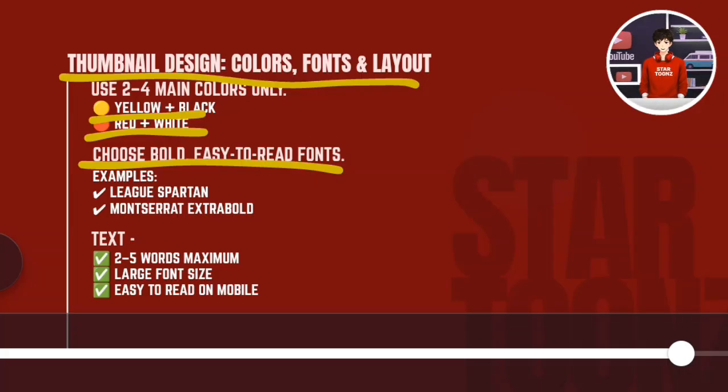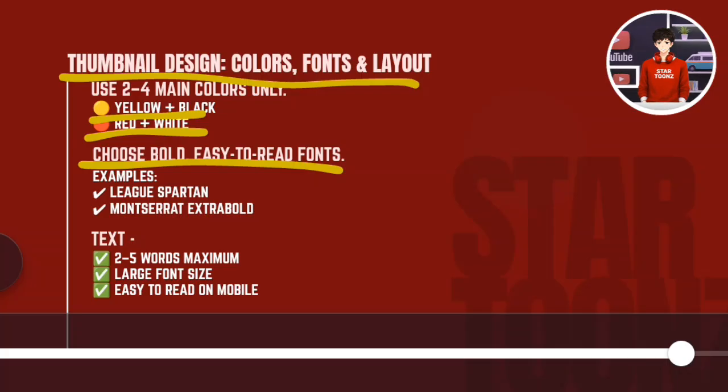Now let's talk about layout. Every thumbnail should have a clear visual hierarchy. The viewer's eyes should immediately know where to look first. Usually, that's the main subject. Then comes the supporting element, followed by a short text if needed. Keep the background clean. Too many objects competing for attention reduce the impact of your design.